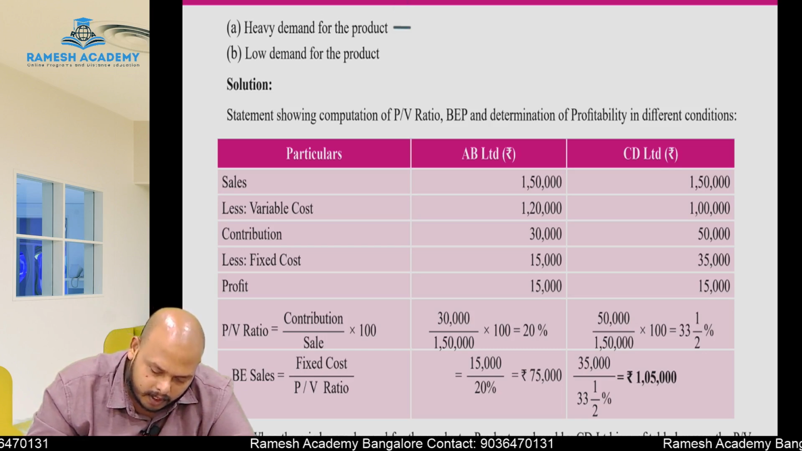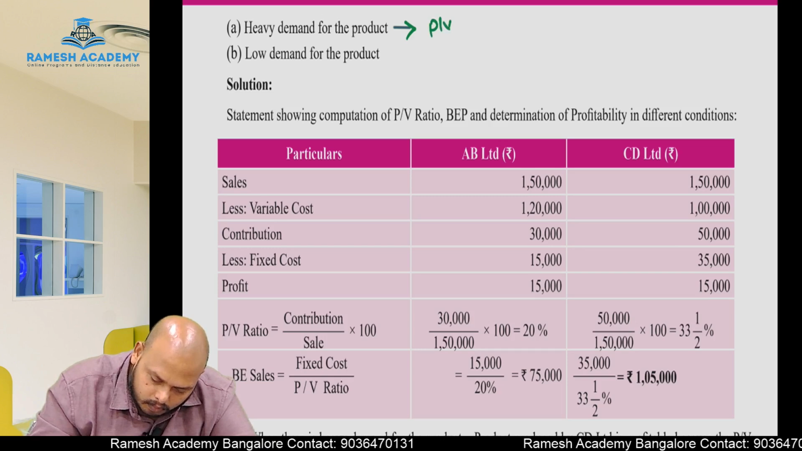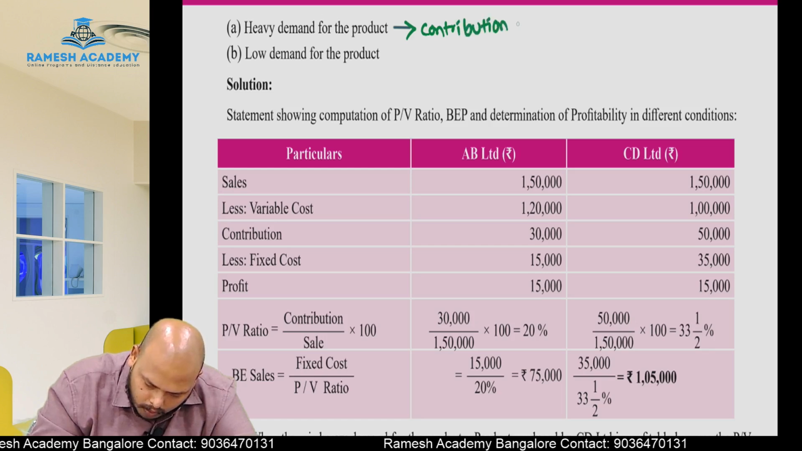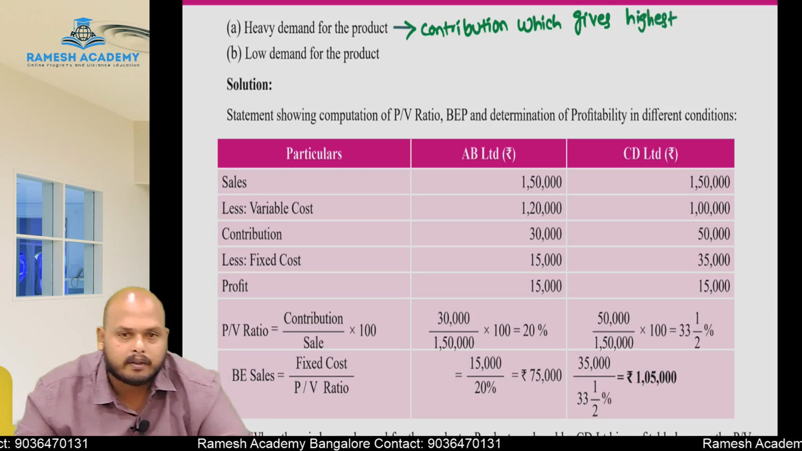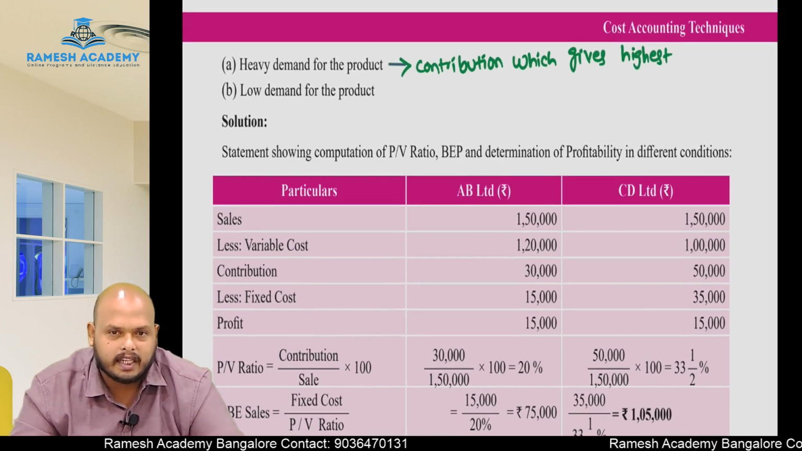Simple. How do we have to decide? We have to decide on the basis of PV ratio or contribution. Contribution, which gives the highest, that is better to sell. When there is a heavy demand for the product, the one which gives the highest contribution is better to sell.